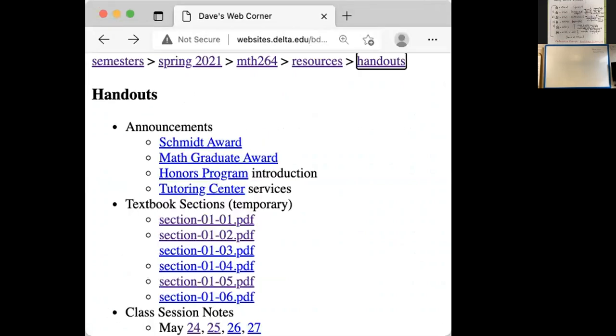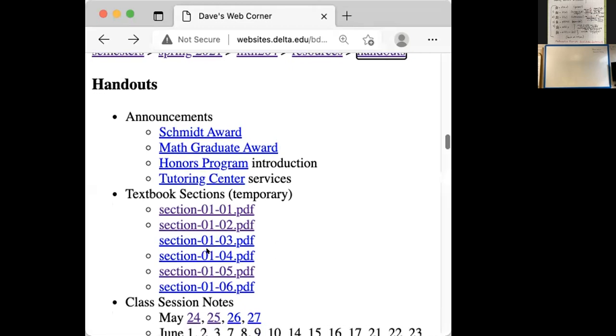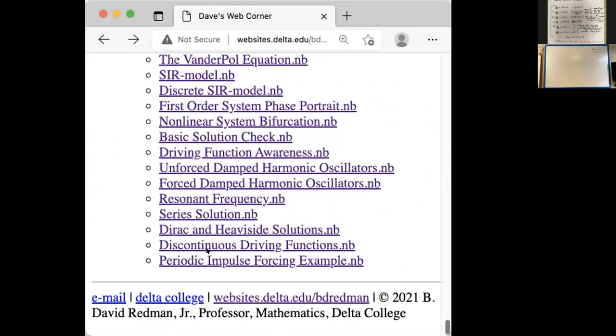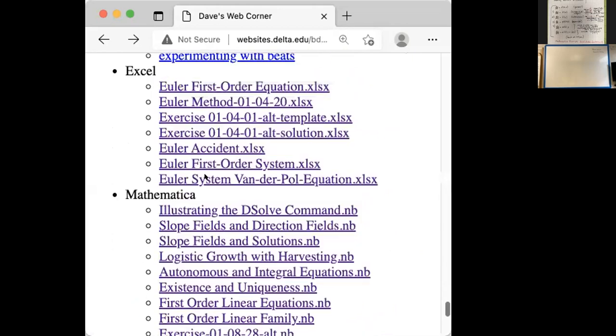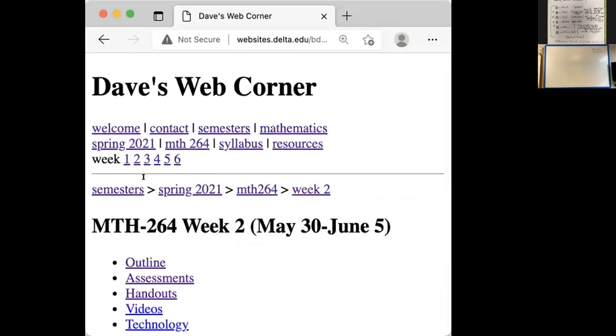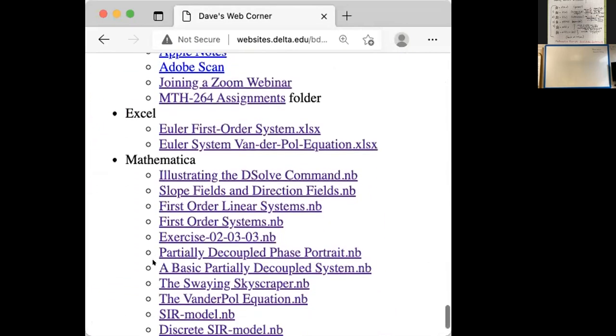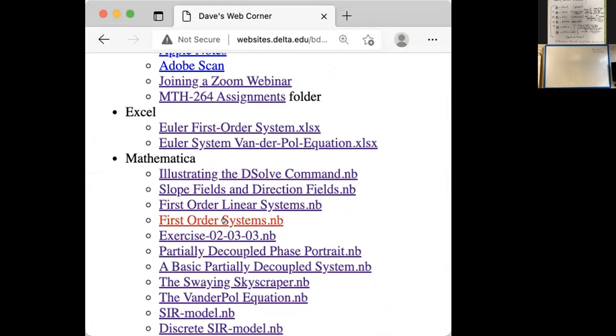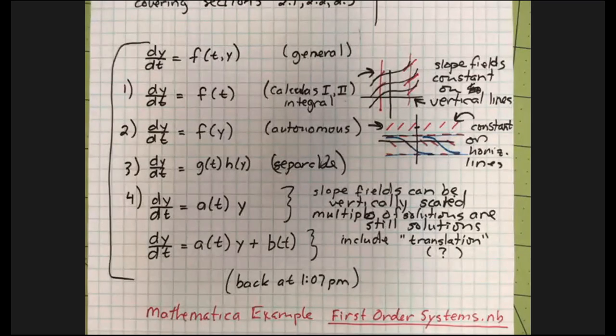But first, I thought I'd show you where I got some of these graphics, because you're going to need to create these graphics yourself in your homework problems this week. So I'm going to stop sharing. Well, before I do that, back down to technology at the very bottom. Well, let me not, it's of course on the resources page, but let's go back to our week two page, week two technology, Mathematica, the notebook called First Order Systems. Okay, let's open up that notebook and play with it. So, excuse me. Stop sharing, go back to our paper.